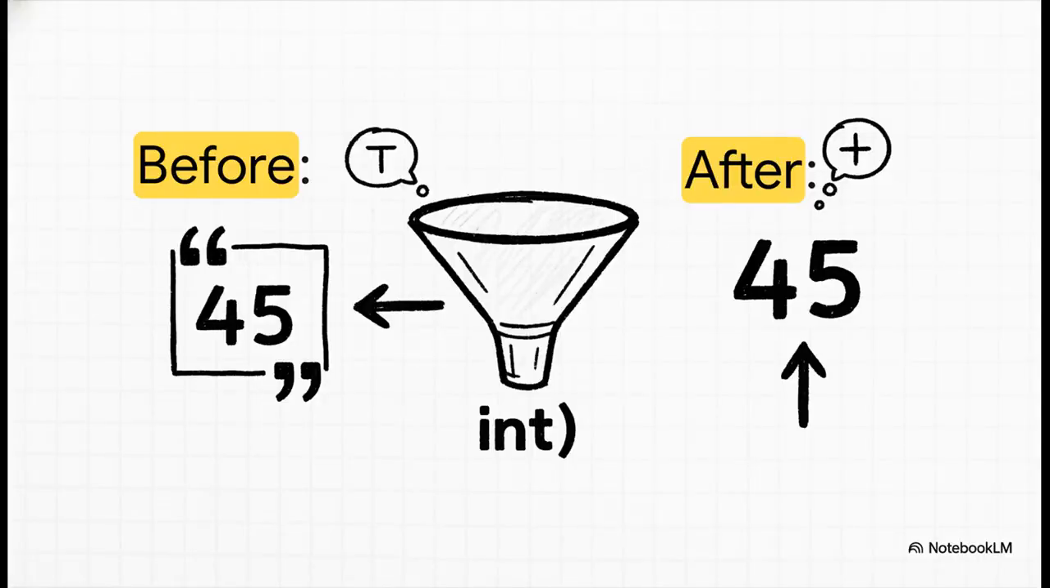And here is a perfect example. Before, we have the number 45, but it's inside quotation marks. To Python, that's just a string of text. You can't do math with it. But after we run it through that int function, it becomes the actual integer 45. And now it's ready for any calculations we want to do.